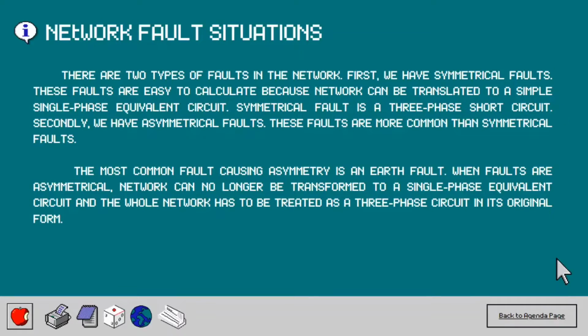And secondly, we have the asymmetrical fault. These faults are more common than symmetrical faults. The most common asymmetrical fault is an earth fault. When faults are asymmetrical, the network can no longer be transformed to a single-phase equivalent circuit and the whole network has to be treated as a three-phase circuit in its original form.